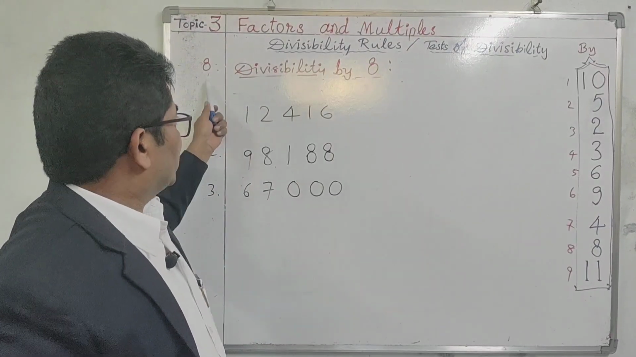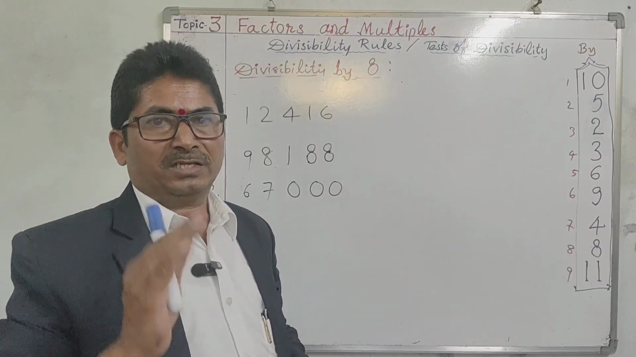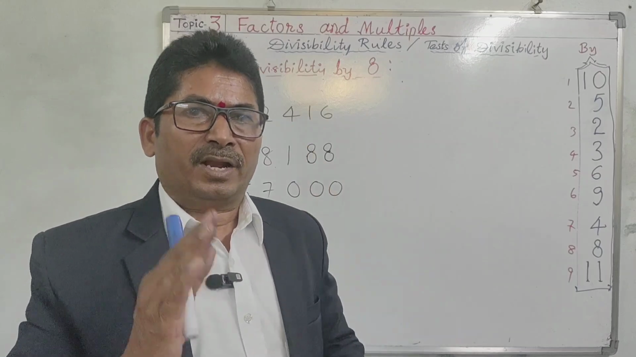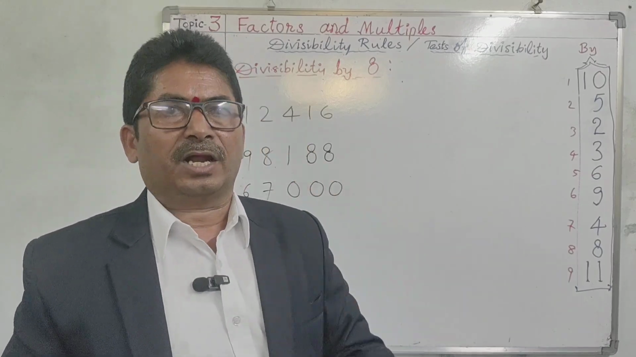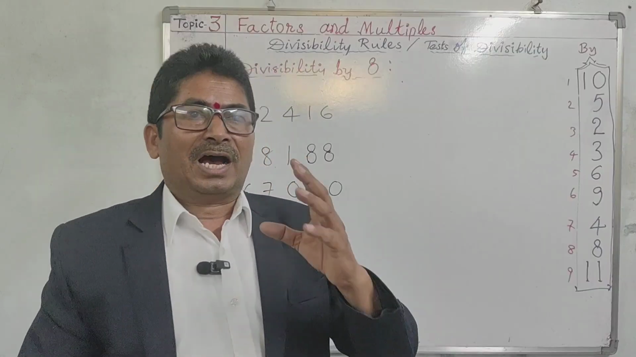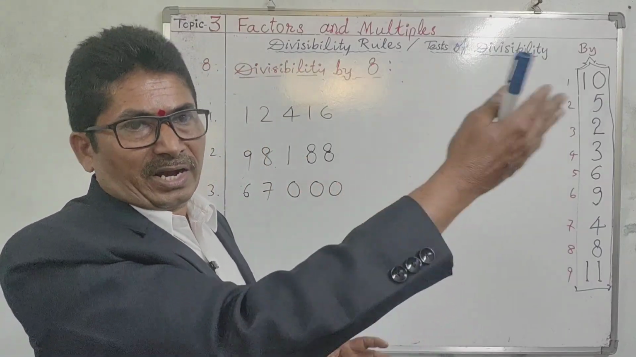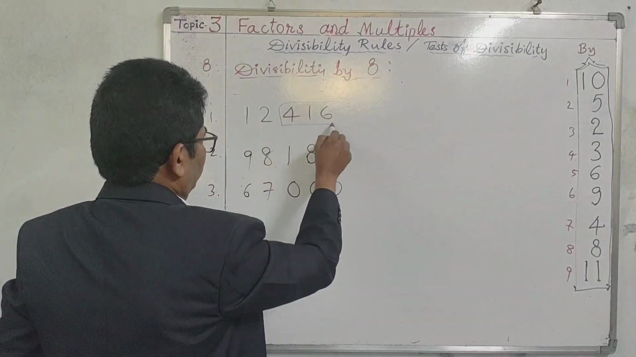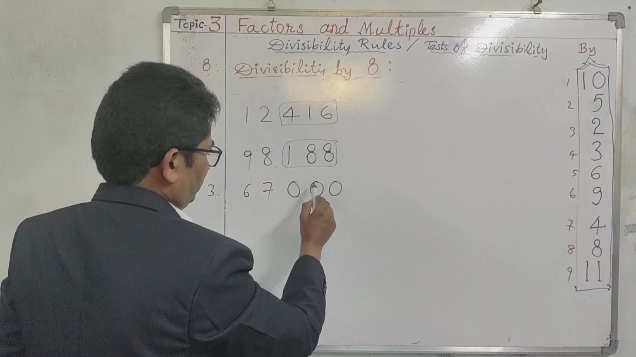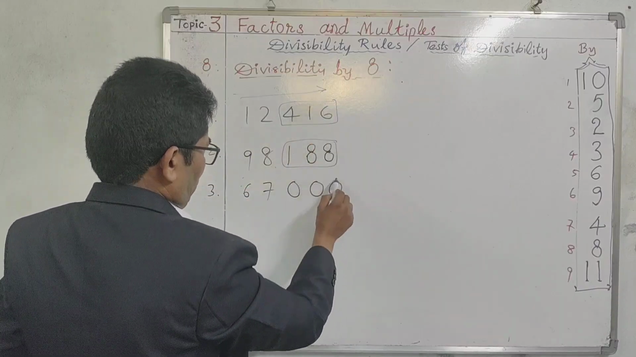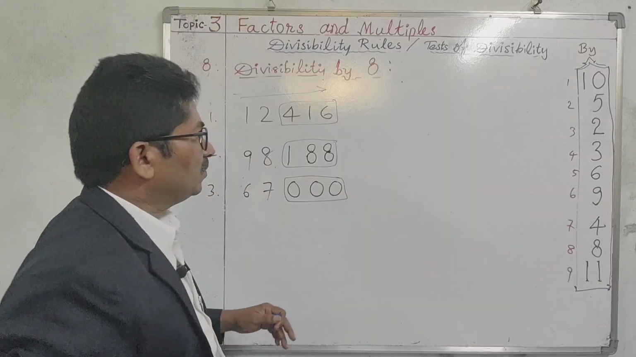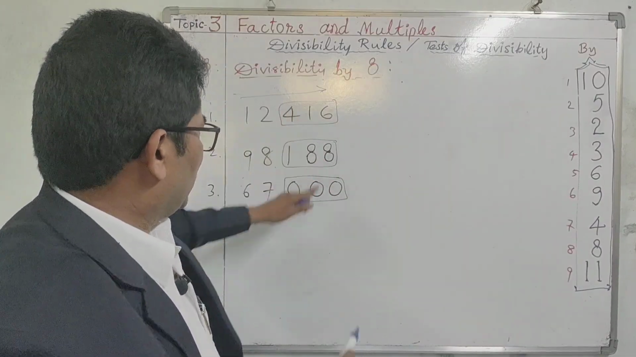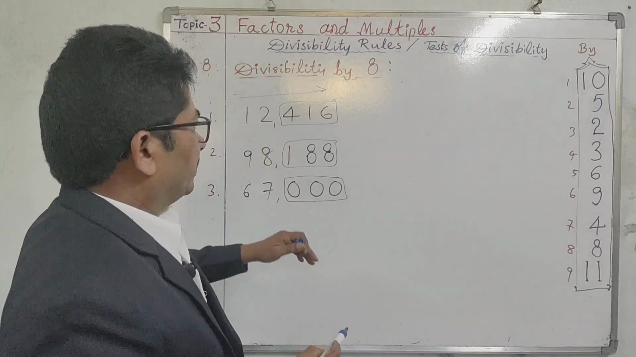Next, 8, divisibility by 8. What is the divisibility rule of 8? If the last three digits of a number are exactly divisible by 8, then the number is exactly divisible by 8. Last three digits means from left to right, the last three digits. If this is divisible by 8, then the total number is also exactly divisible by 8.